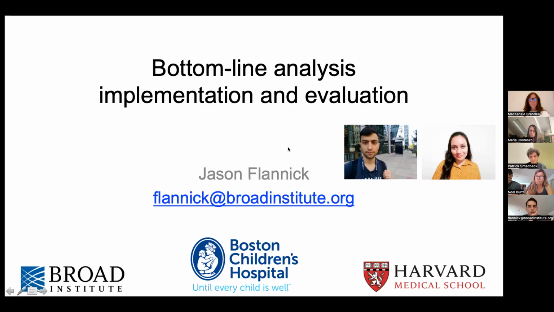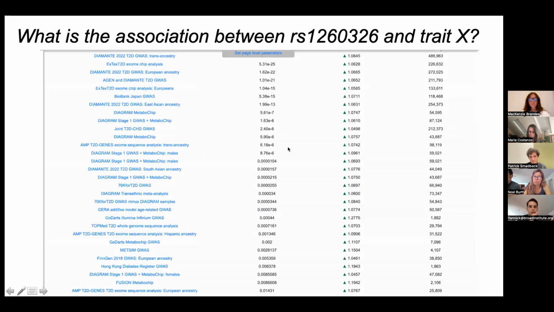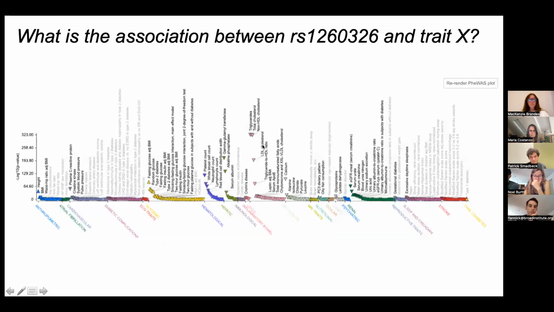Okay, so as Noel mentioned, the goal of the bottom line method is to go from a table like this, where for a given trait, in this case diabetes, you have numerous data sets and numerous p-values for any given variant, it's totally heterogeneous data, into this, which is a single estimation of association strength between that variant and every trait in the portal.